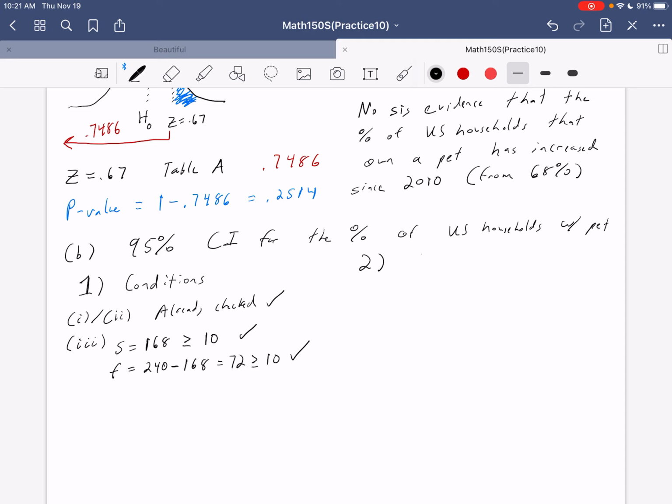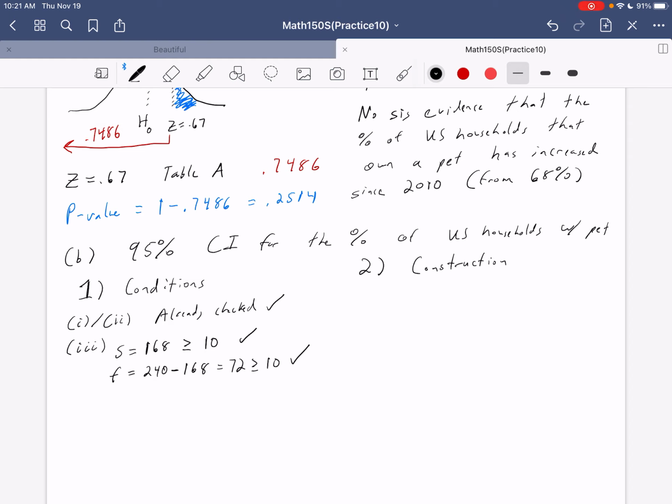All right, now that we've checked that extra condition, or that different condition 3, we can go to the construction. The formula for a one sample proportion confidence interval is p hat plus or minus z star square root p hat 1 minus p hat over n. So there are 3 things we need to know here: the sample proportion, the sample size, and that z star. Remember, for the sample proportion, we could just use what we already did, or we can just recalculate it. It would be the number of successes, 168, divided by the sample size, 240. And we know that that comes out to 0.7 or 70%. And the n, of course, the sample size, is 240.